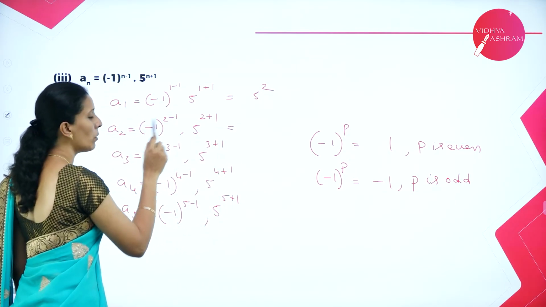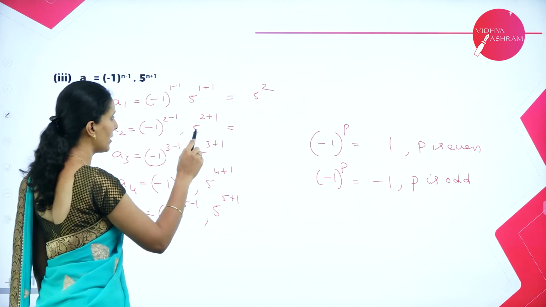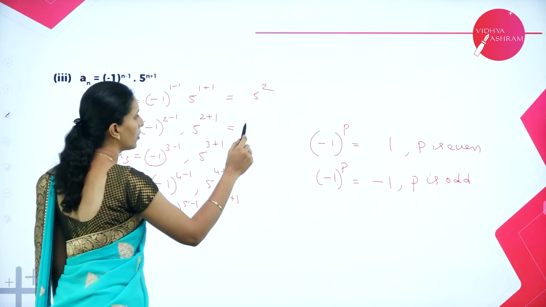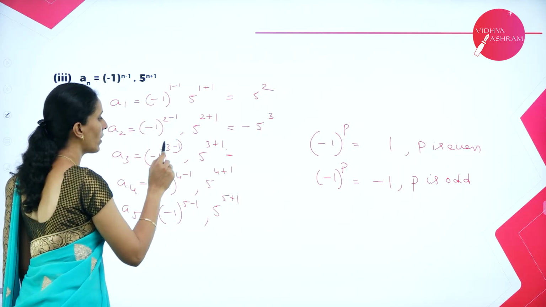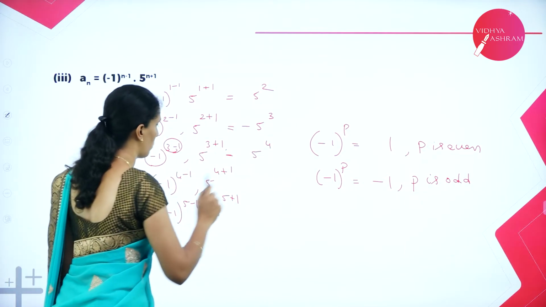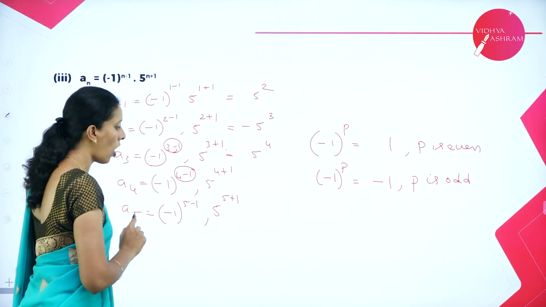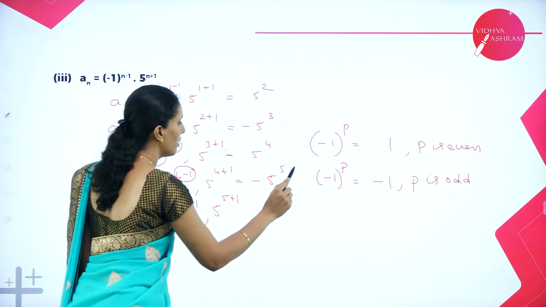Here it is 2 minus 1, 1. If the power is odd, you can write it as minus 1. Here it is 5 cube, so it is minus 5 cube. Next, here 3 minus 1 is even, so it becomes 1, and here it is 5 power 4. 4 minus 1 is odd, so it is minus 1. So it is minus 5 to the power 5.